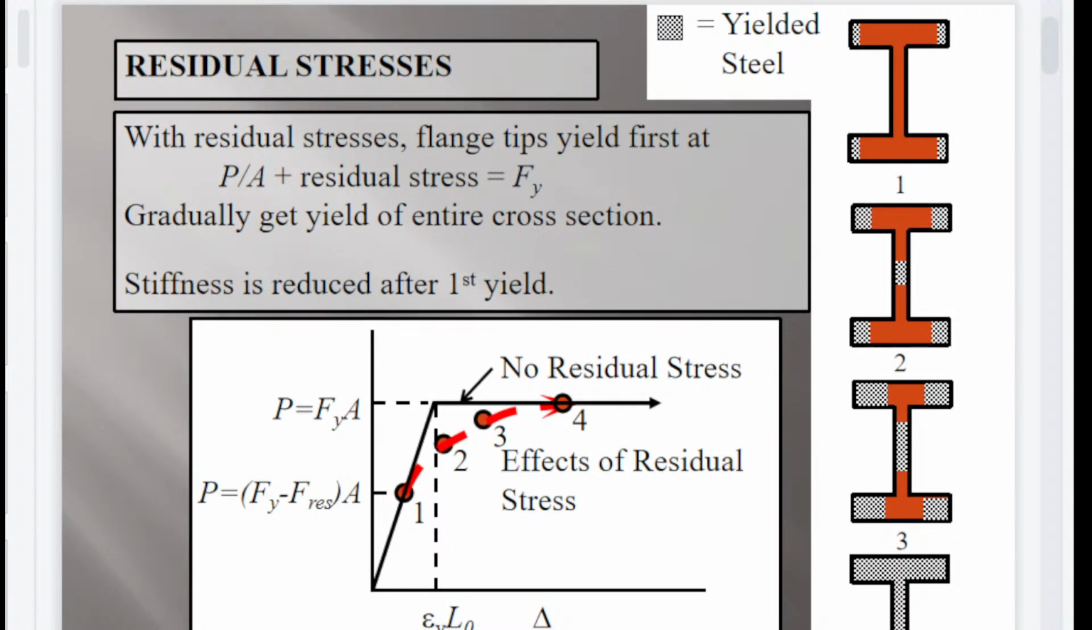Okay, and part 4, we have the total cross section all yielded. So every particle on the cross section experiences yielding. So we are now on the top.